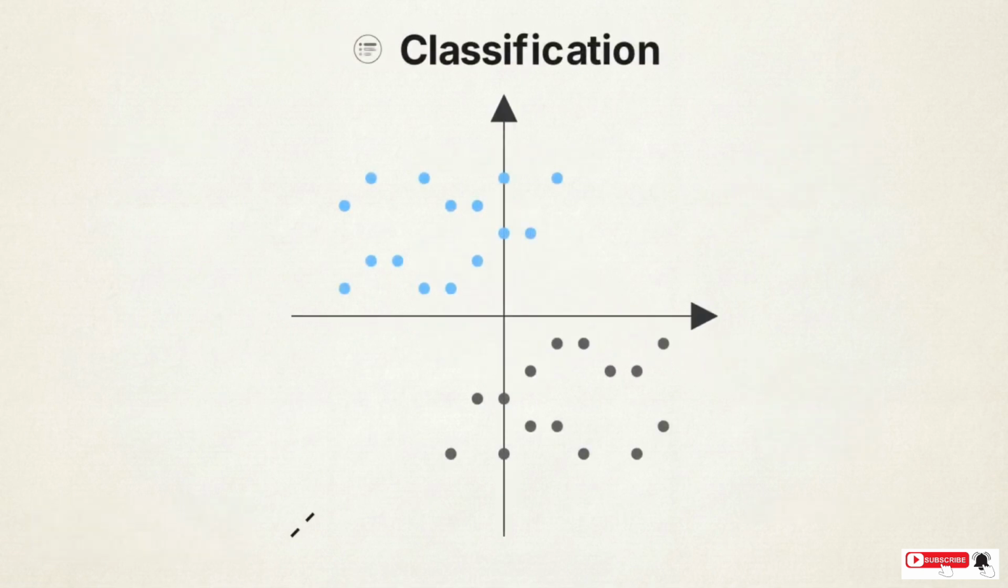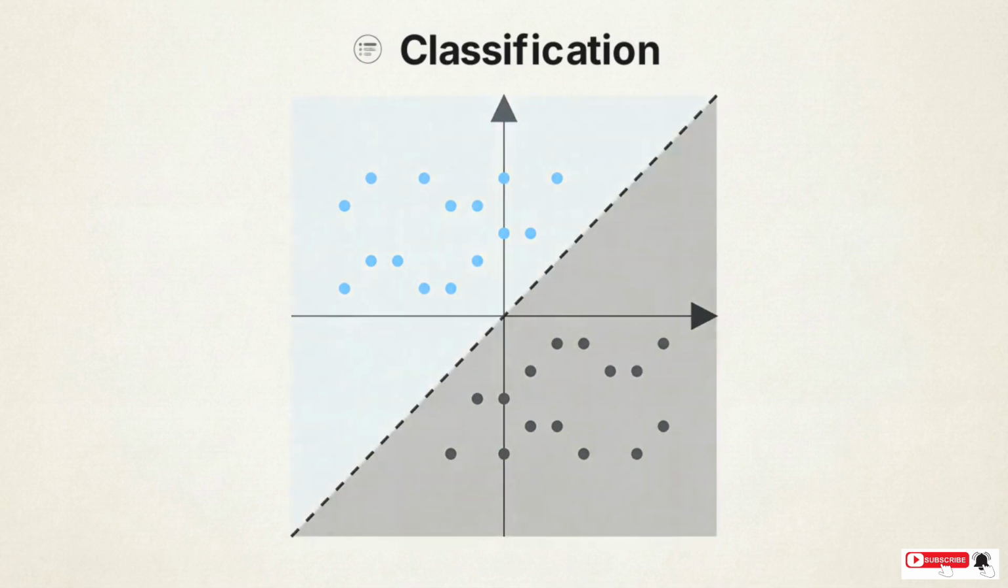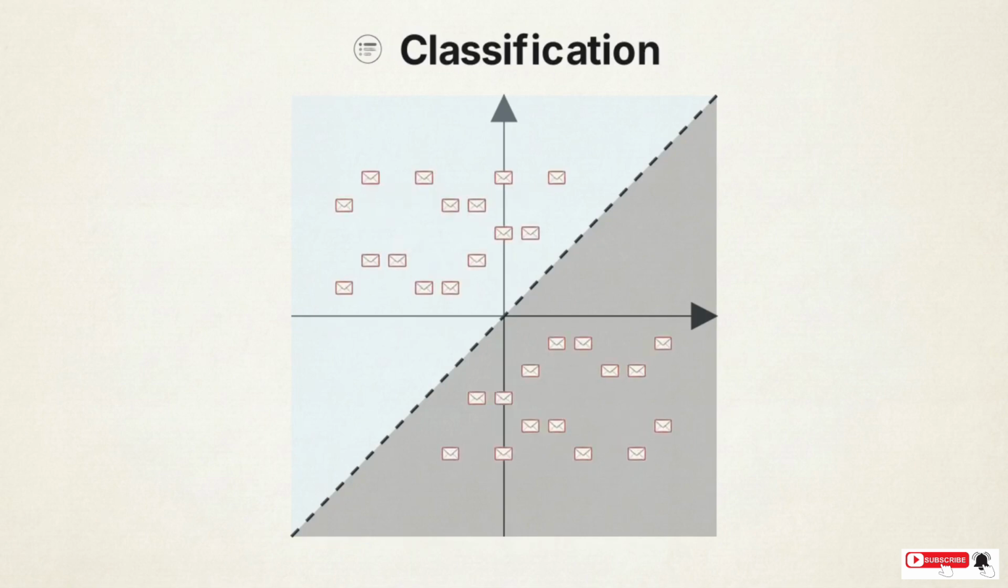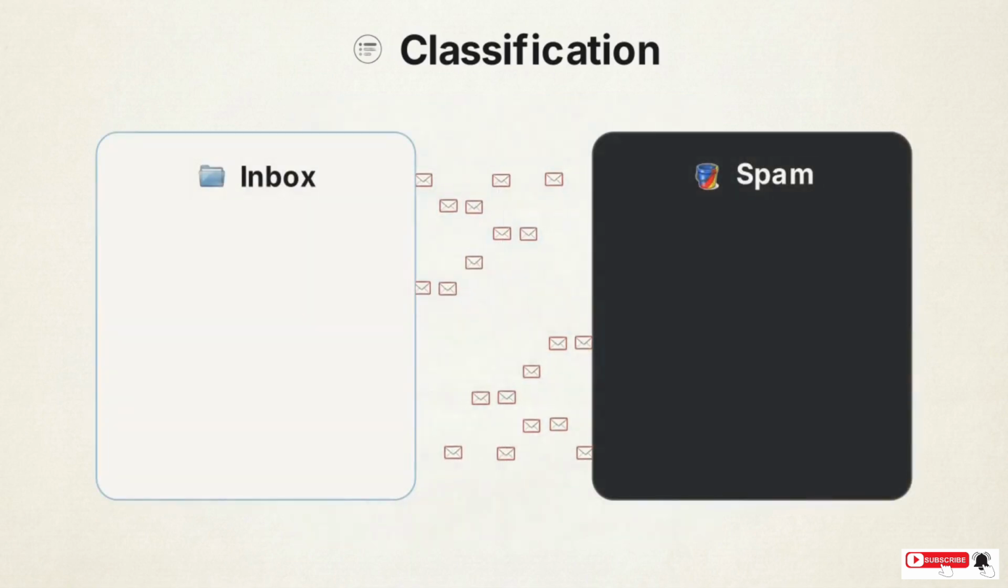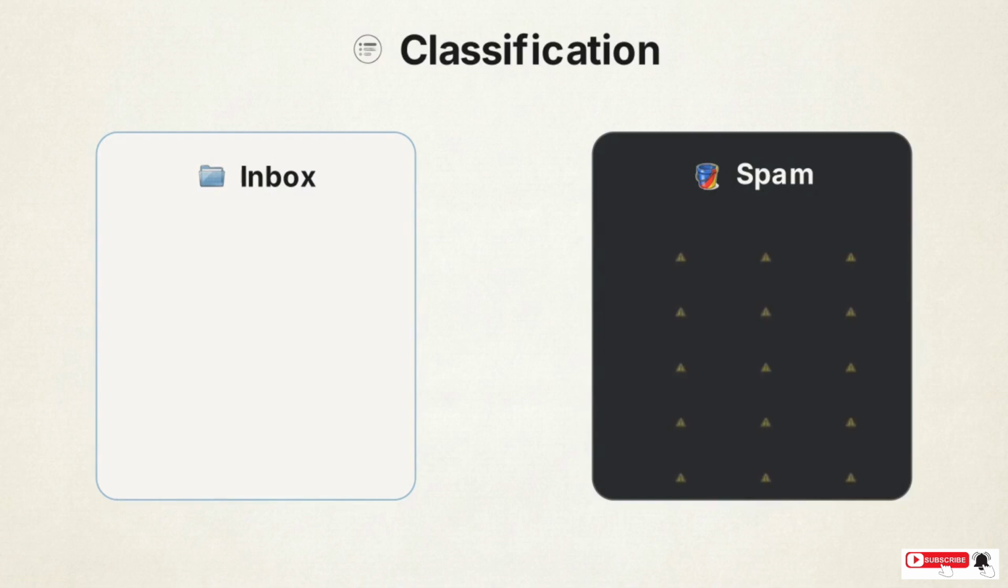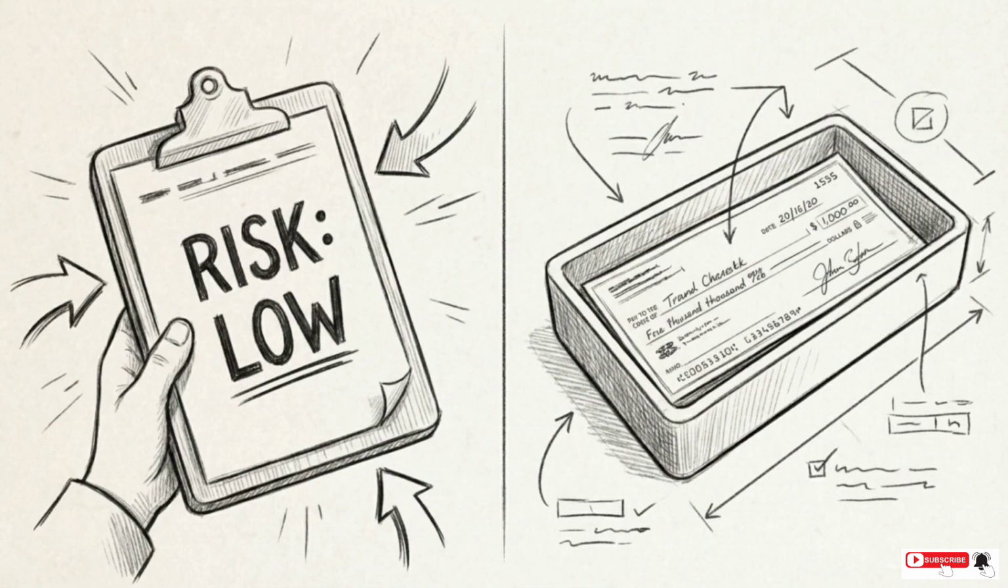Look at this scatter plot. The computer's job is to analyze the data and draw a strict boundary line right through the middle, separating one type of data from the other. You see this every time you open your email. The filter checks the words in a message and drops it into either your inbox or your spam folder. Doctors use it to classify patient risk, and banks use it to verify the numbers on handwritten checks.